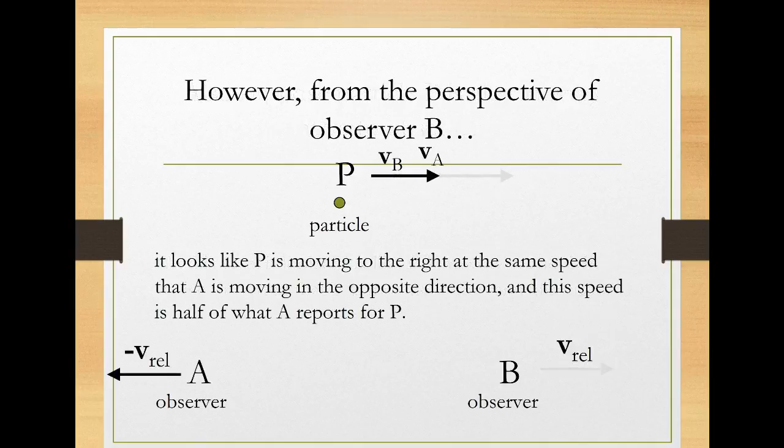However, if we switch our perspective to observer B, it looks like P is moving to the right at the same speed that A is moving in the opposite direction. And this speed is half of what A thinks P is doing. So in other words, the velocity of A with respect to B would be negative 10, and also the velocity of P with respect to B would be positive 10.